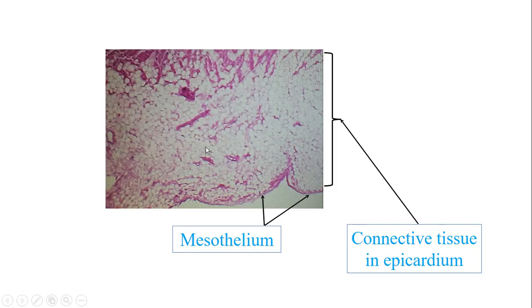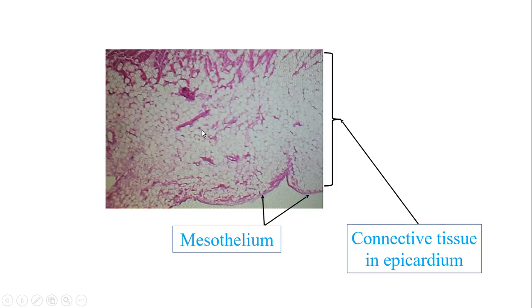Here we've got the epicardium. The epicardium is formed by epithelium and connective tissue. Remember that the epithelium of the epicardium is also called mesothelium. The mesothelium is another name for the epithelium of the epicardium. And like the epithelium of the endocardium, here we've got the simple squamous epithelium.